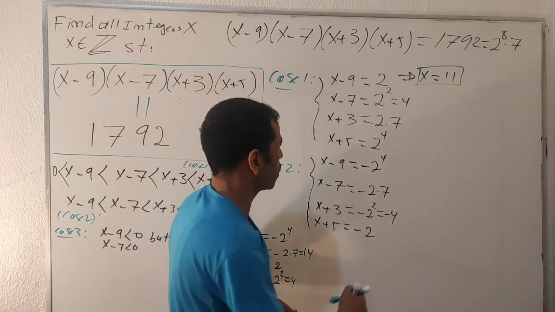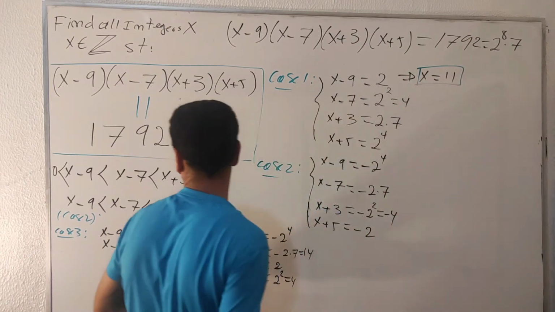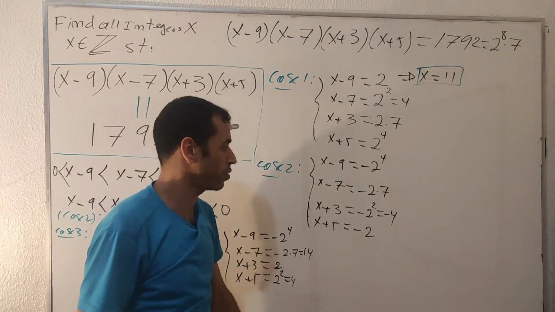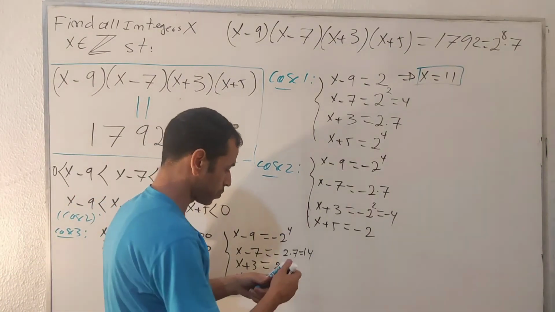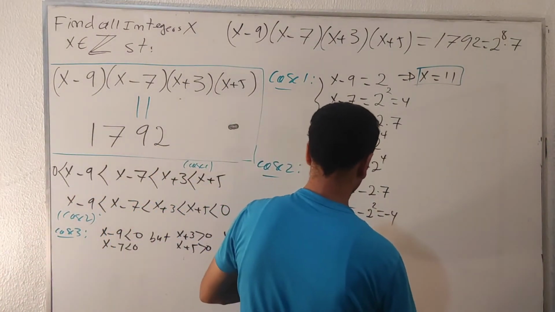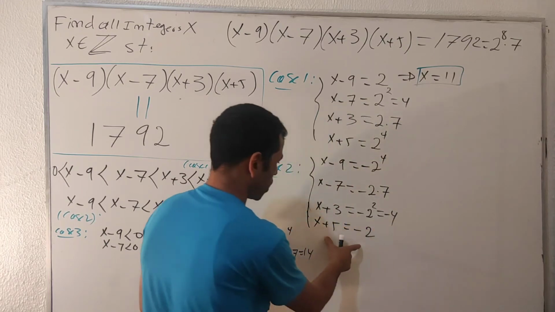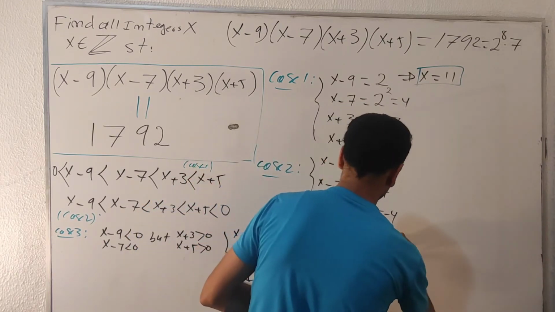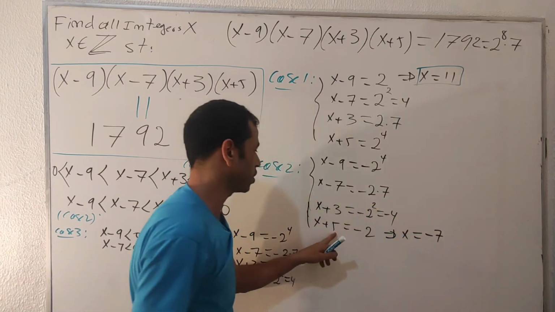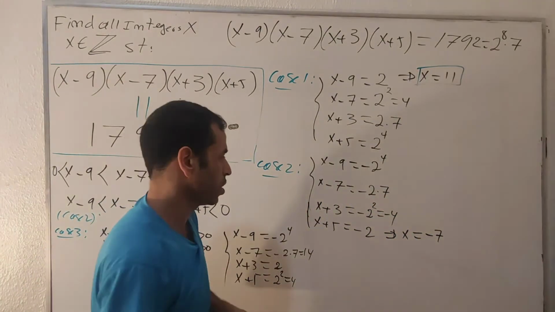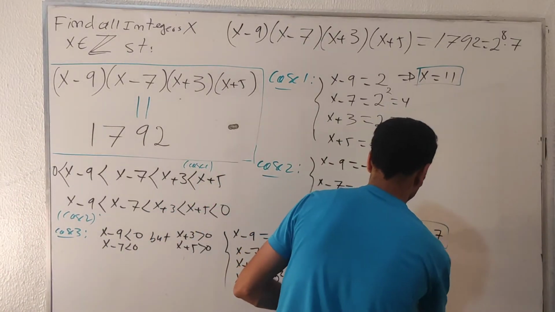Okay, so we have a solution for this one, for case number 1, when these terms are positive. Let's check case number 2, when all these terms are negative. So I'm going to go to the last one here. This one is telling us x equals minus 7. After taking this 5 to the right, I get x equals minus 7.